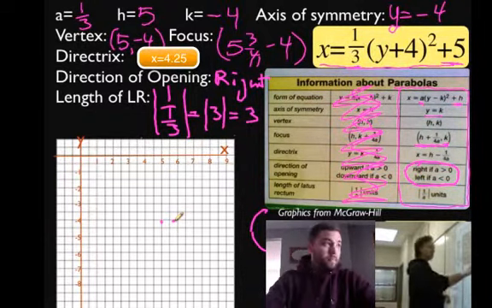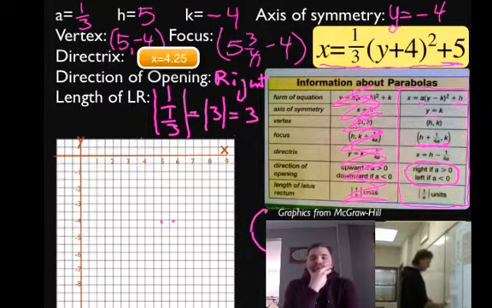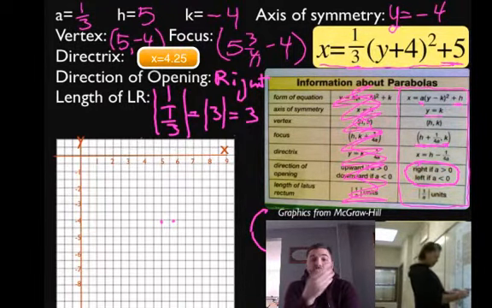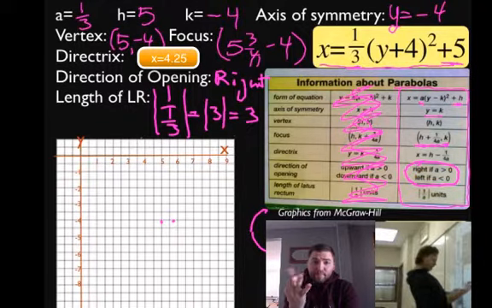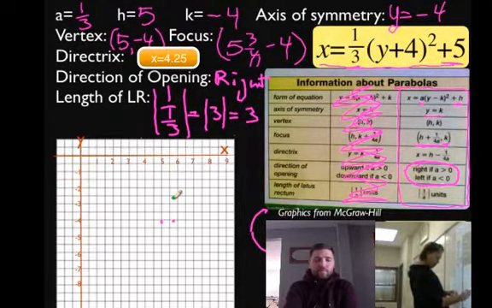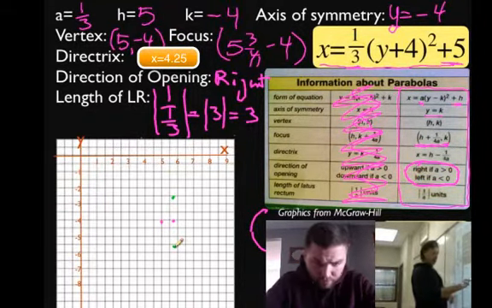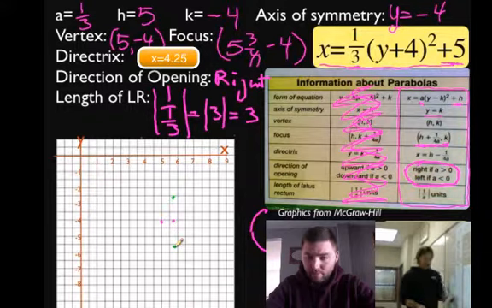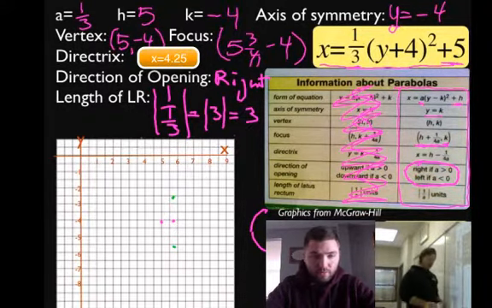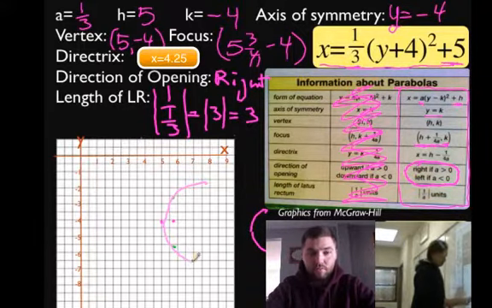The length of the LR is 3. So we have to come up 1.5, which is half of 3, and go down 1.5. So that gives us an LR equal to 3. And then we simply connect the dots.